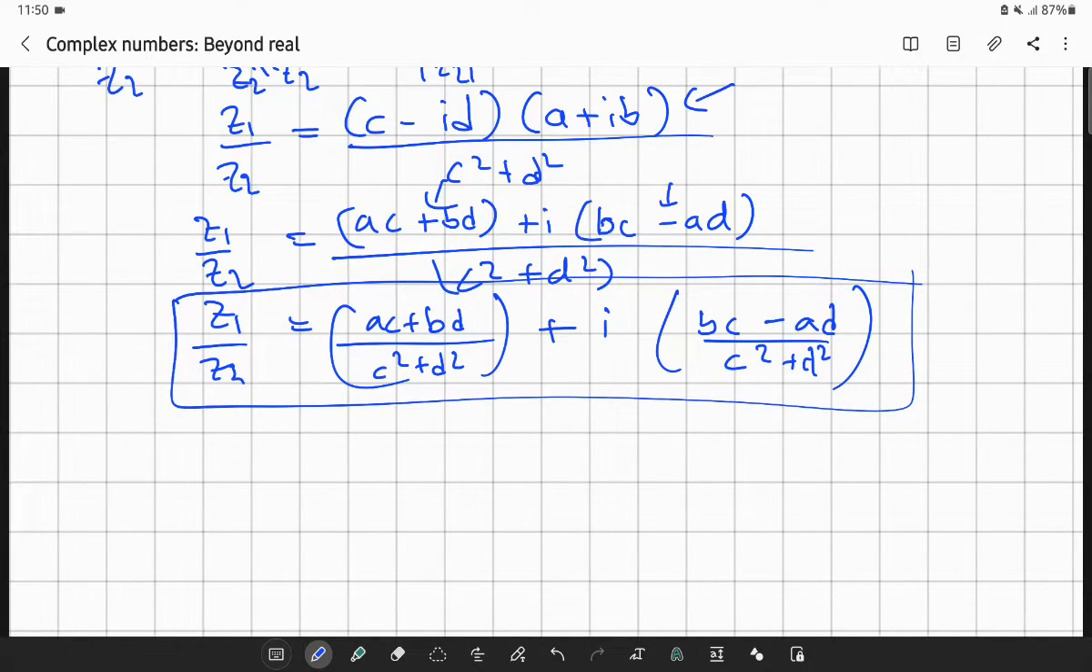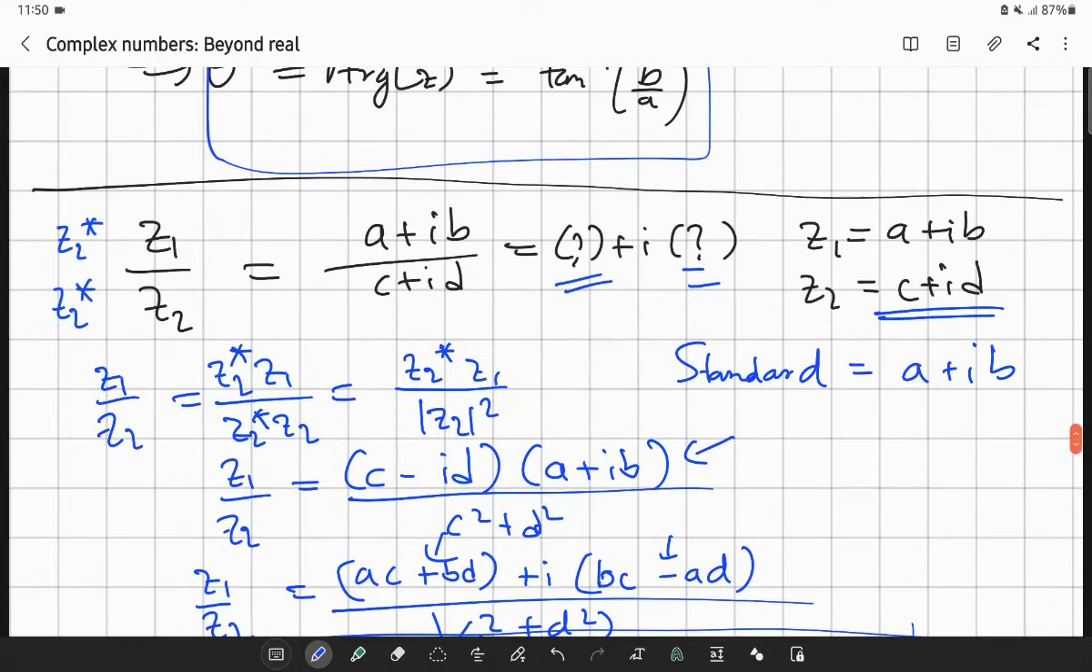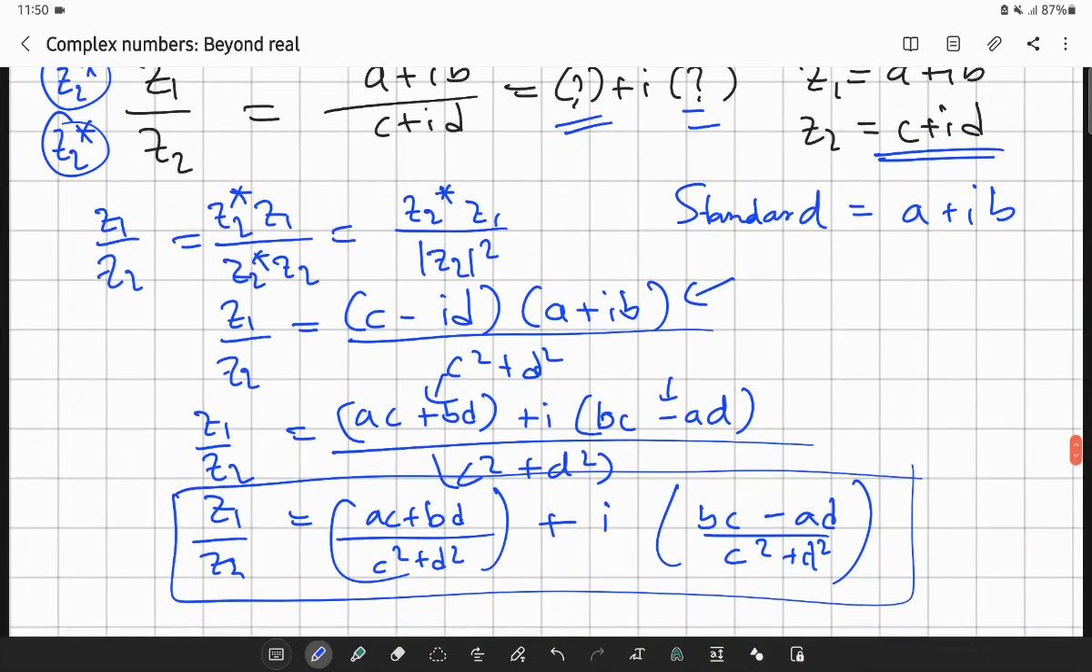Again, you don't have to memorize this formula. You can just follow the steps. First, multiply and divide by the conjugate of the denominator, and then find the modulus, and you'll get to this. I mean, you don't have to memorize the steps.